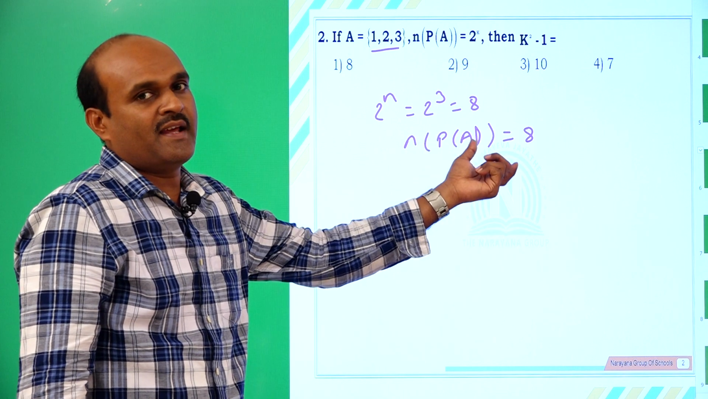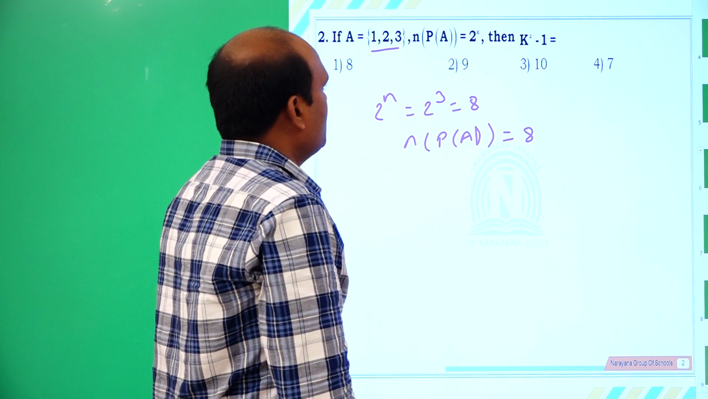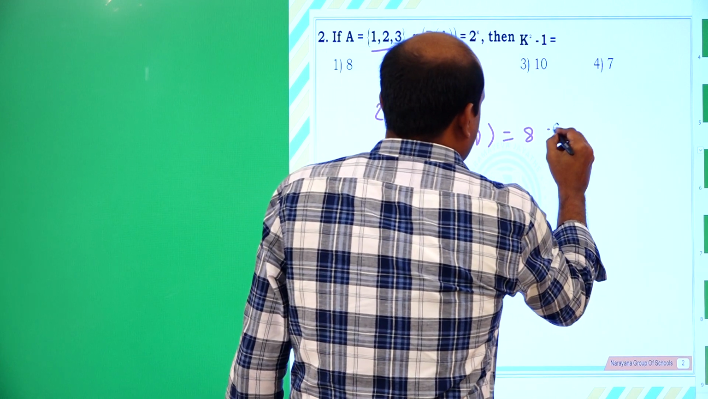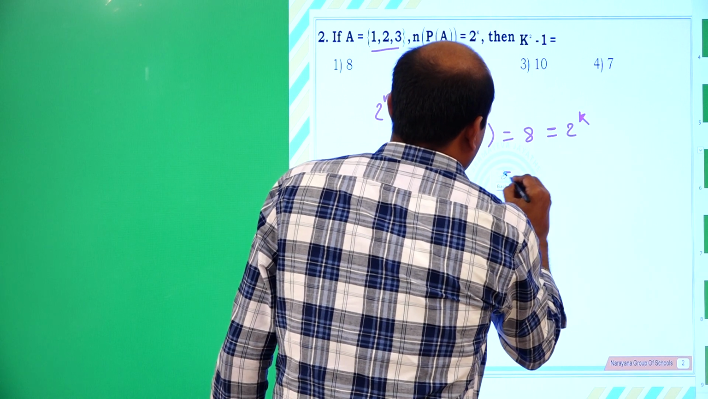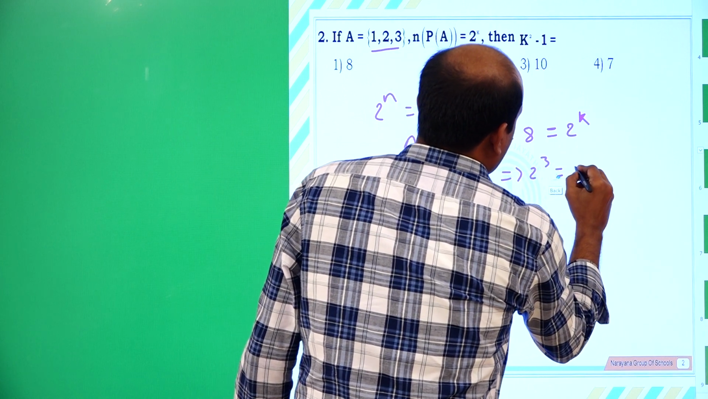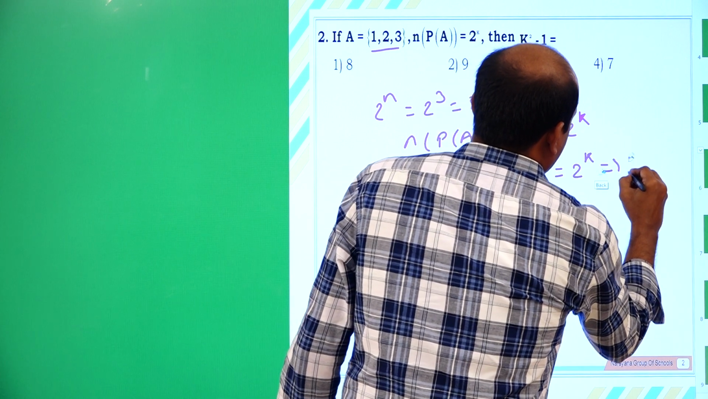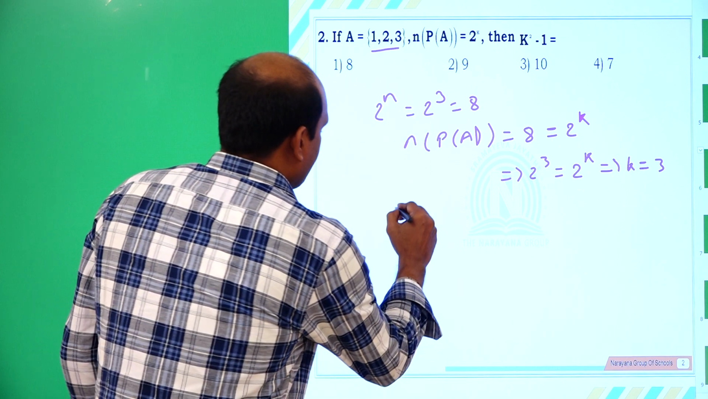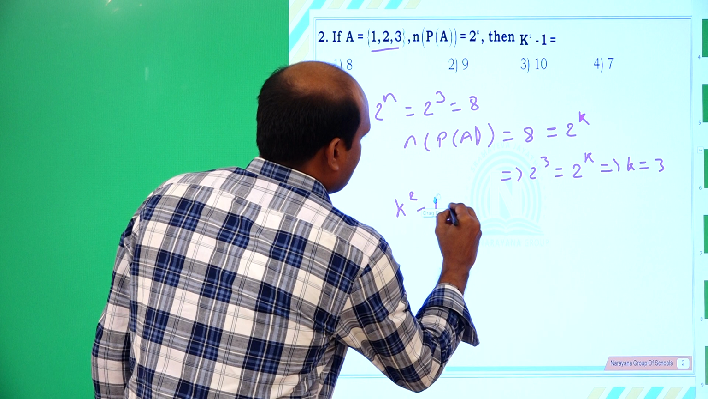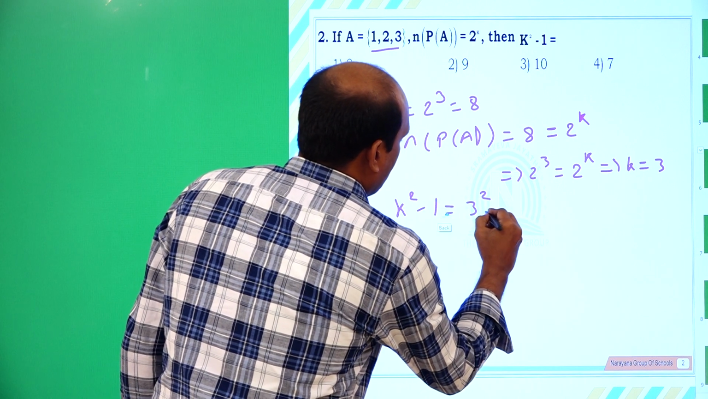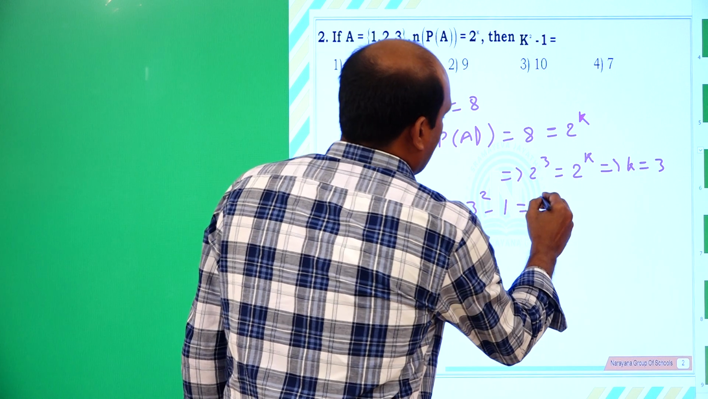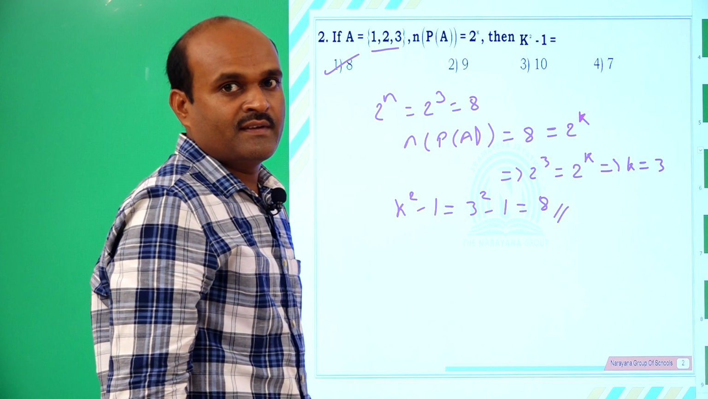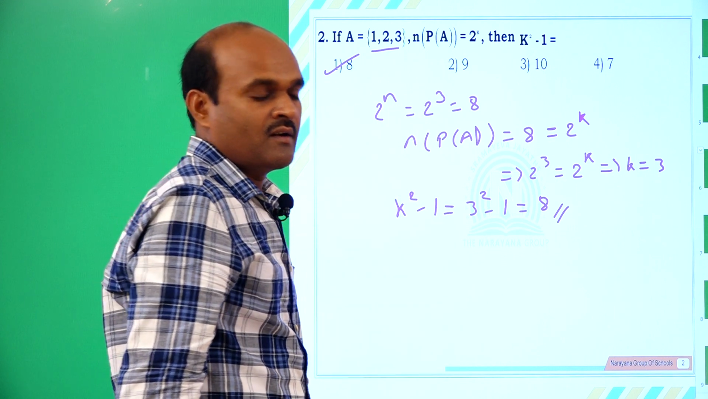So the power set of A contains how many elements? 8 elements. Given n of P of A is equal to 2 power k, this 8 can be written as 2 cube, so 2 cube is equal to 2 power k, which implies k is equal to 3. Now what you have to find? k square minus 1, that is 3 square minus 1, which is 9 minus 1, that is 8. So the value of k square minus 1 is 8, and the correct answer is option 1.